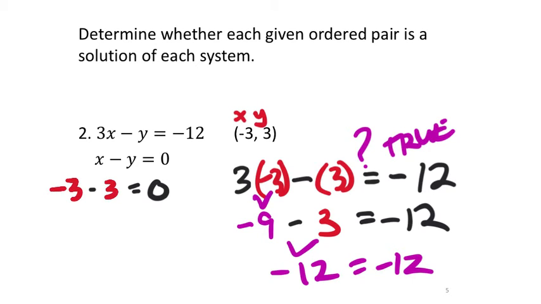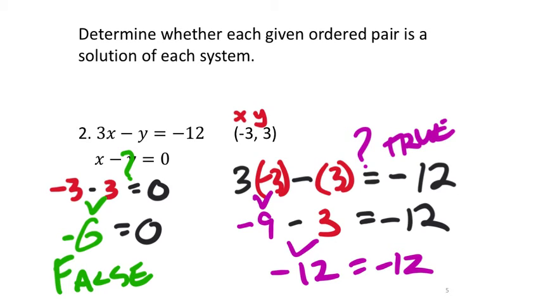And then here we go, check for truthfulness. If you do this in your head, it's a common error to say negative 3 minus 3 is 0. It's not 0. It's negative 6. So be careful. And if you need to use a calculator for that, please don't feel ashamed to do it. I highly encourage calculators. Now, this is false. So negative 6 equals 0 is false.